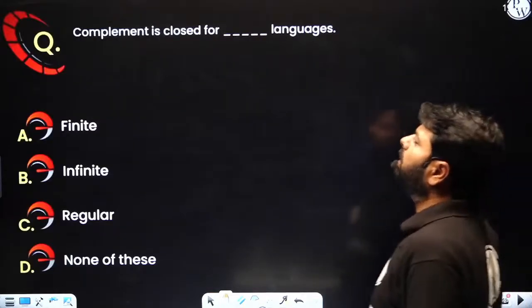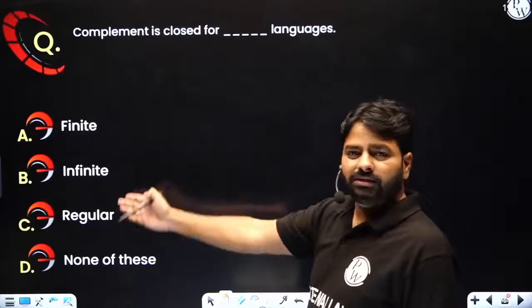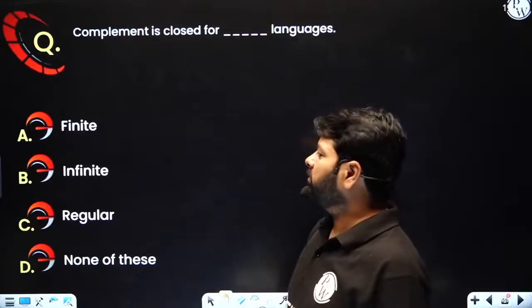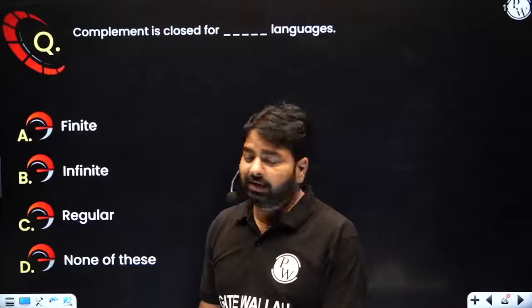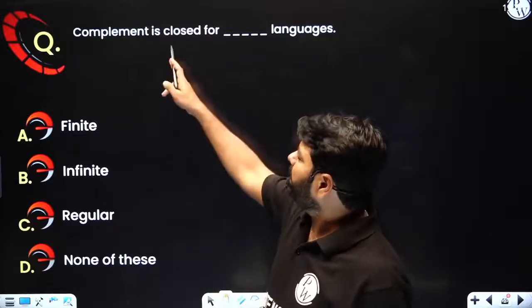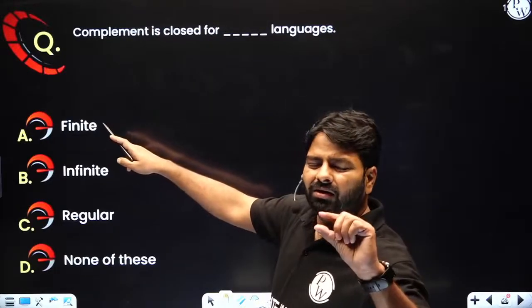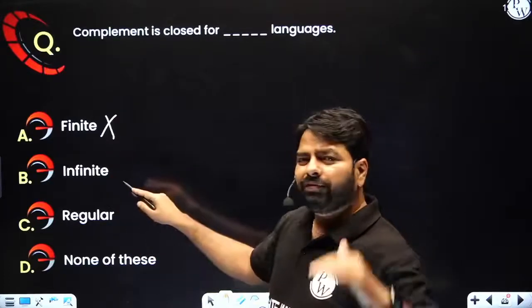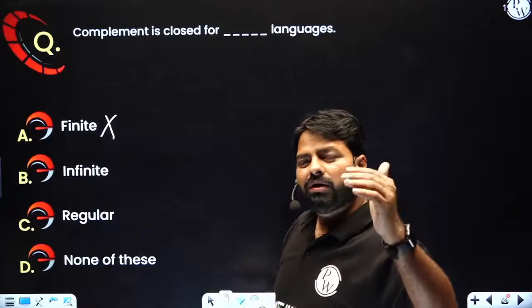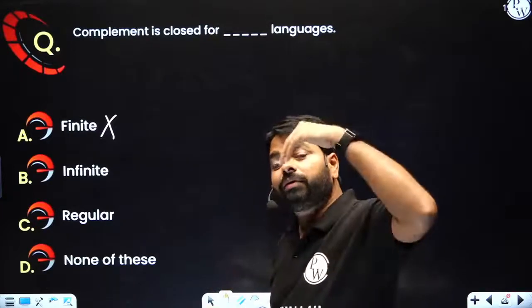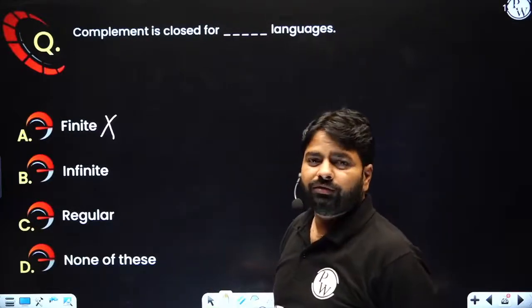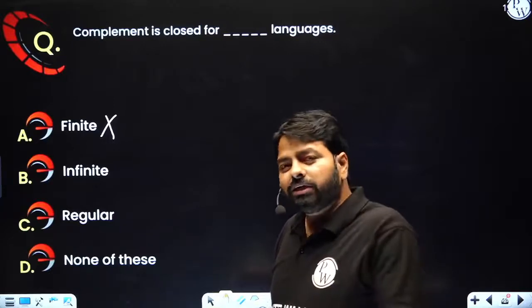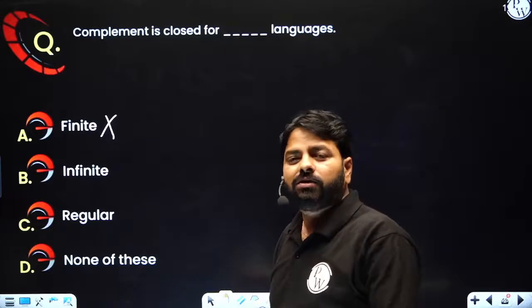Come to the point. Complement is closed for which languages, or which domain, you can say? Is it the set of finite languages, or does the domain have the finite languages? Now the complement of a finite language is infinite. That means you're not in the domain, you're going outside the domain. For an infinite language, when you do the complement, the result may be infinite or it can go outside the domain too. If you take sigma star, which is infinite, and do the complement, you'll get the empty set. The empty set is a finite set. It goes outside the domain.